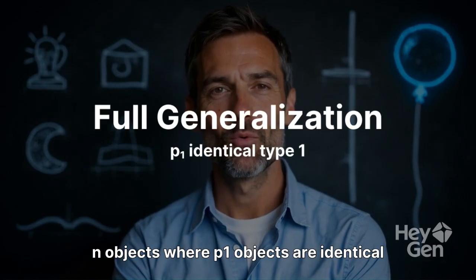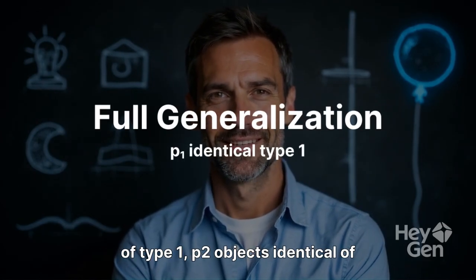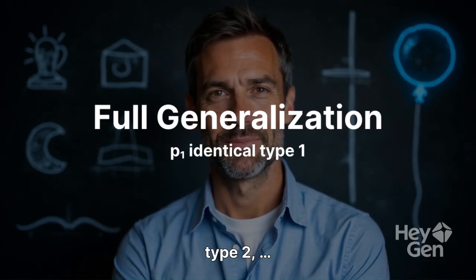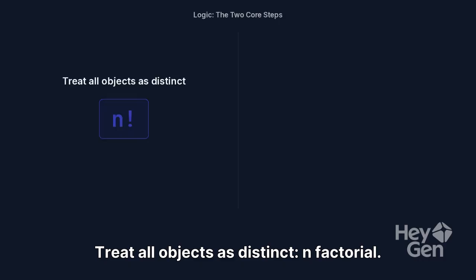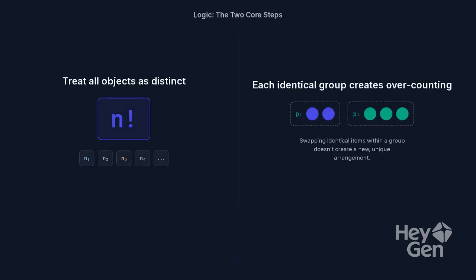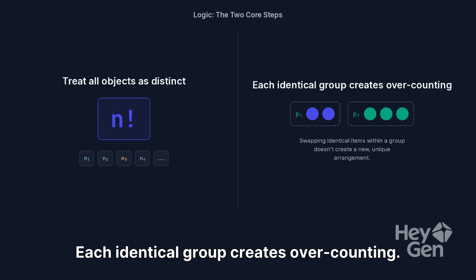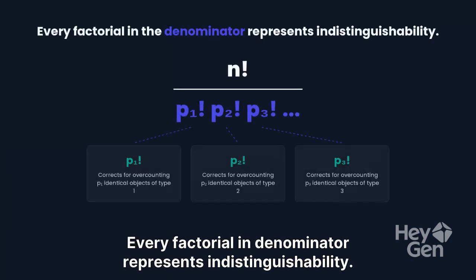In n objects, where P1 objects are identical of type 1, P2 objects identical of type 2, and so on: treat all objects as distinct, n factorial. Each identical group creates overcounting. Every factorial in the denominator represents indistinguishability.